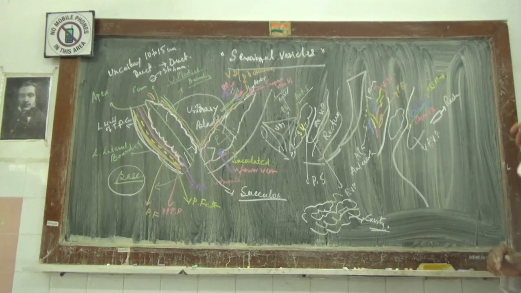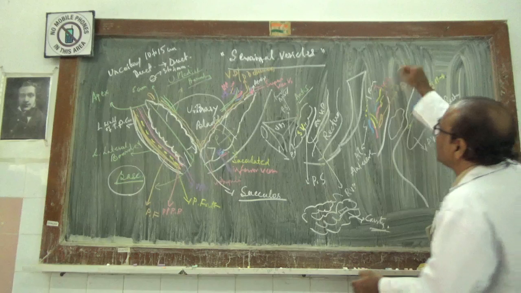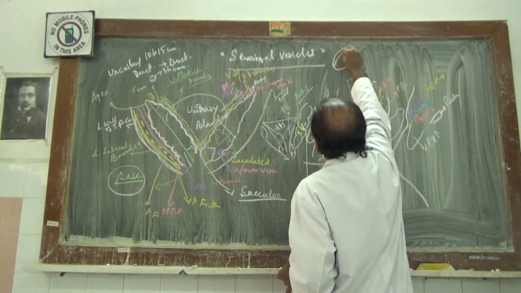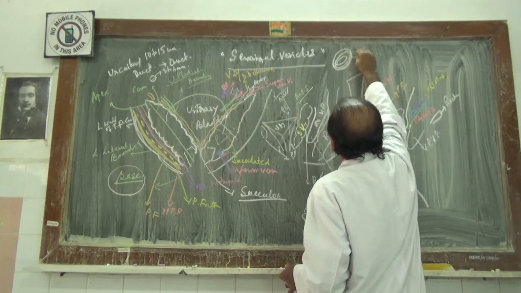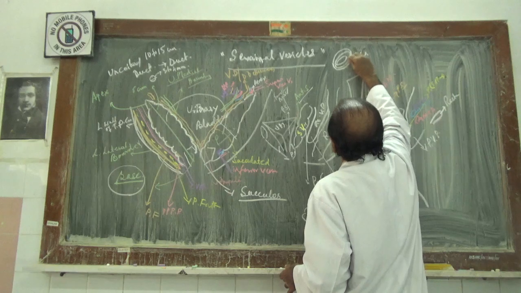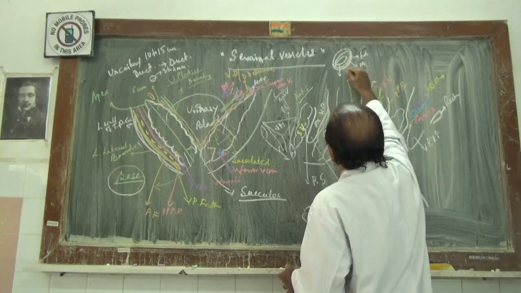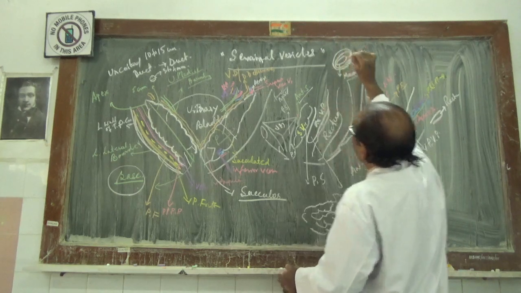Now, as it is a compressible duct, you will have the coverings. This is the outer covering, this is the middle covering, this is the inner covering. Outer is the fibrous, middle is the muscular, inner is the mucus. This is the cut.